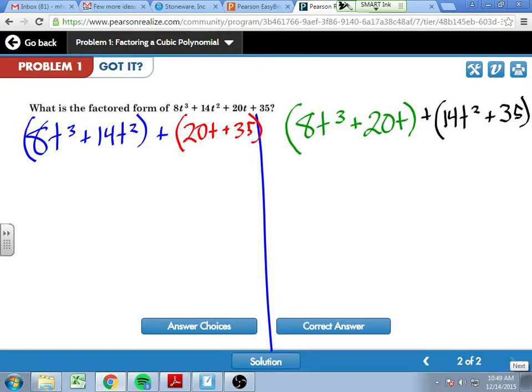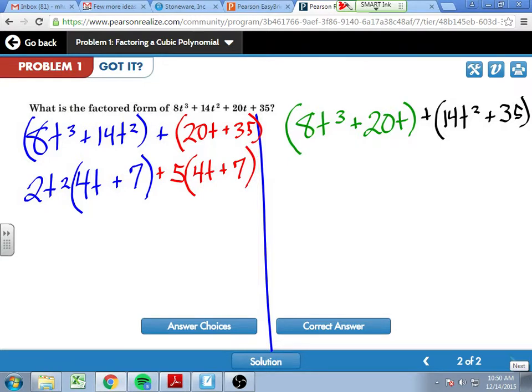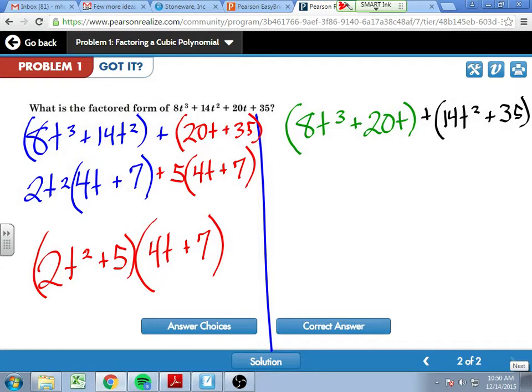So if we go back to Jacob's method, what's my common factor between 8t cubed and 14t squared? 2t squared, which then leaves me with 4t plus 7. And then my red, what's my common factor there? Plus 5, which leaves me 4t plus 7. So then I take my 2t squared and my 5 together in a binomial, and my shared 4t plus 7.